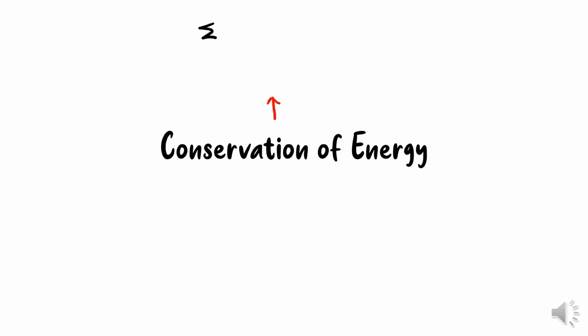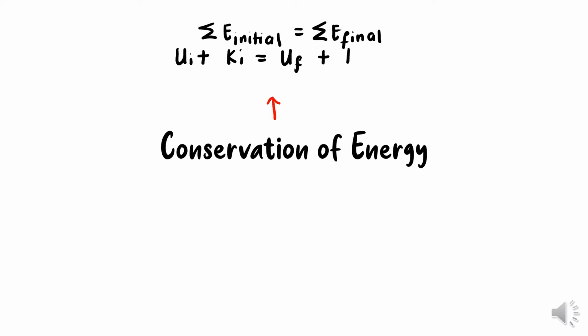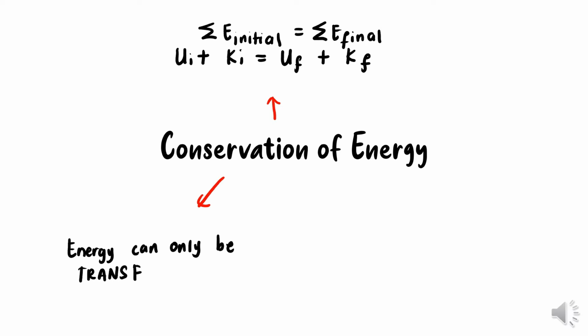Next, proceed with conservation of energy. Conservation of energy means that the initial energy must equal the final energy. So we have Ui plus Ki equal to U final plus K final. Energy can only be transferred from one type of energy to another type, but cannot be destroyed.